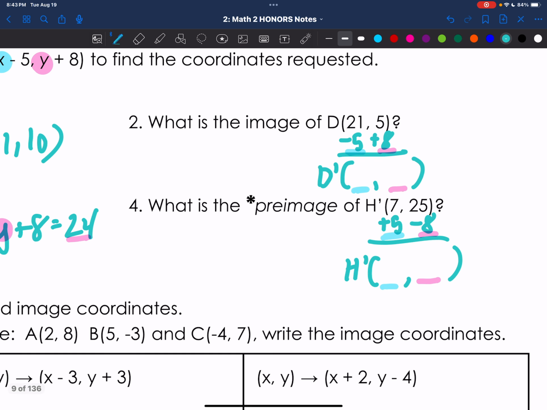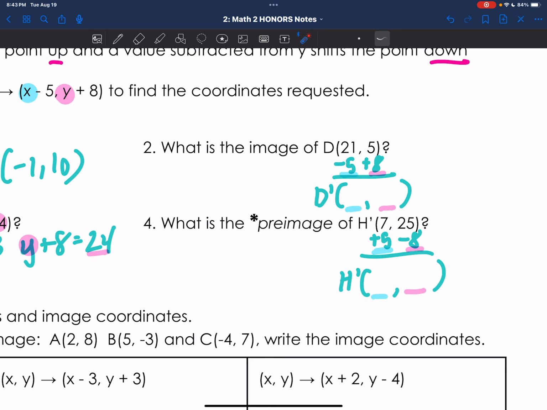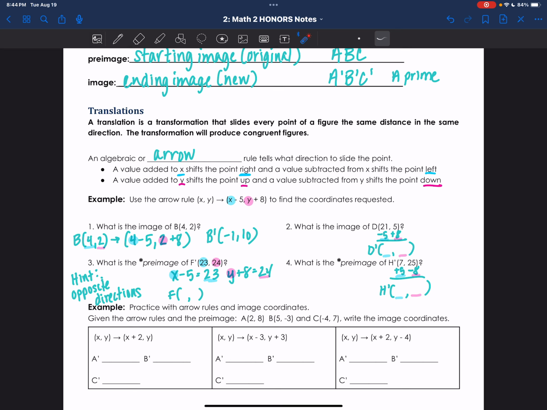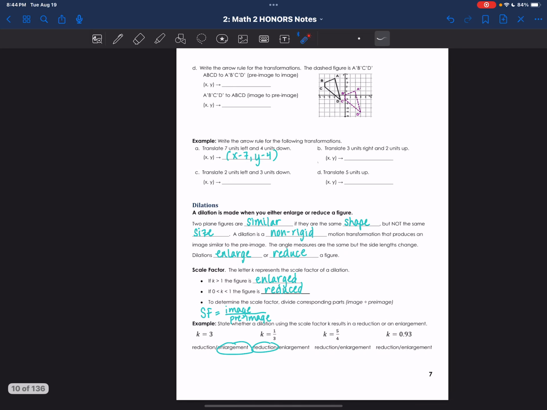All right, and then you're going to do the same thing here, but again, if you notice, I just went the opposite direction. So instead of subtracting 5 like I did here, I'm going to add 5 to the x. And instead of adding 8 like I did to get the image, I'm going to subtract 8 to go backwards and find the pre-image. So go ahead, complete those. Do that one, that one, that one. And then I want you to find the pre-image of each coordinate based off of those rules.